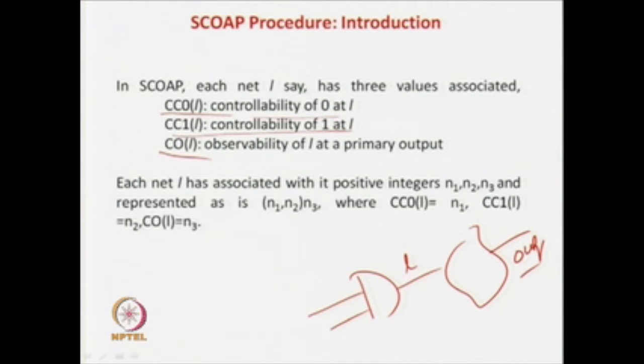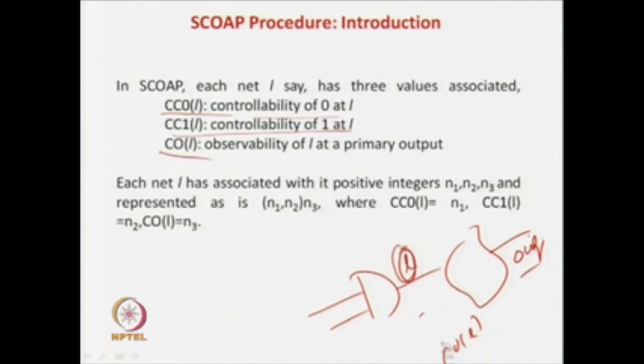Then CC of O, that is CO of L, the combinational observability of L, is how difficult it is to observe this line at the primary output. So, to test a circuit for a stuck-at-0 fault, you have to apply a 1 over here. So, we have to find the combinational controllability of 1 at L, because if you apply a 1 then the stuck-at-0 fault can be tested, and this L value has to be observed at the primary output, that is CO of L. So, you have to add CC1 of L plus CO of L to test the stuck-at-0 fault.